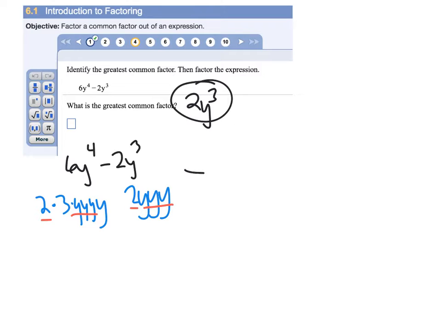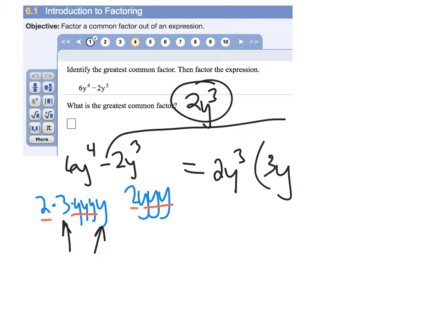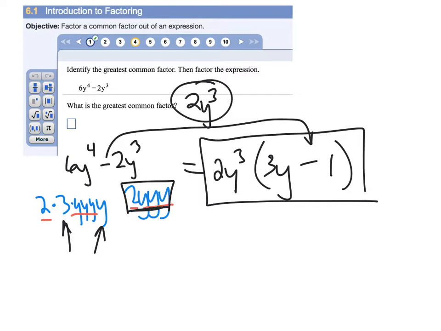But then they're asking us, okay, well, now factor. So you've got 2y cubed is the common factor that we're going to pull out. And then, so what are we left with? On the inside, you got a 3y for our first term. And then that minus sign comes over. And then everything got factored out of this second term. So that means 1 is what's left over inside that quantity, inside that parenthesis.